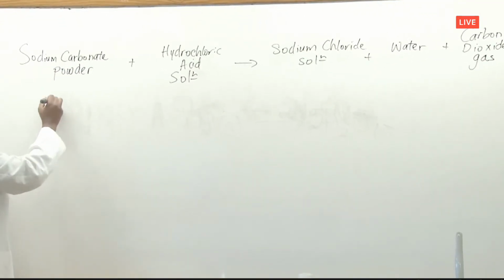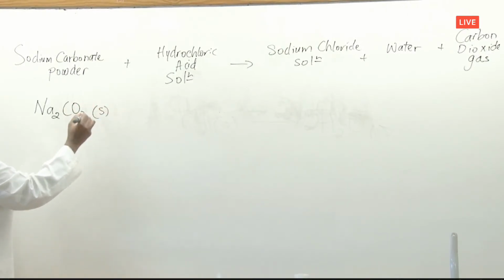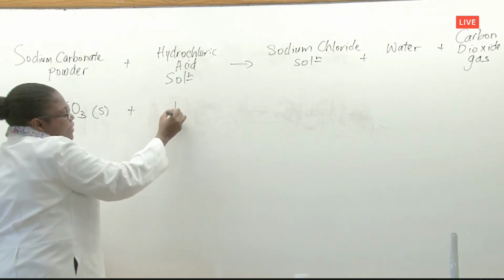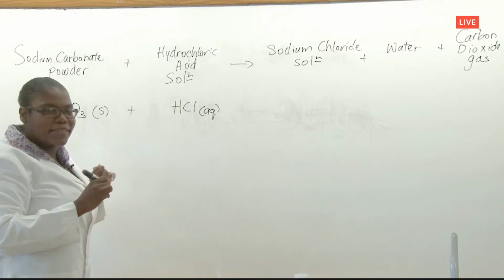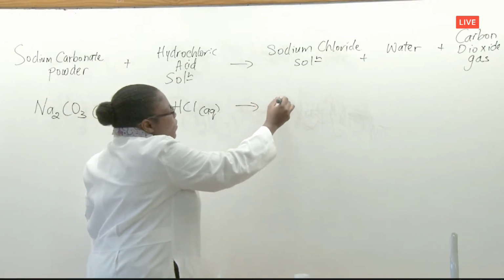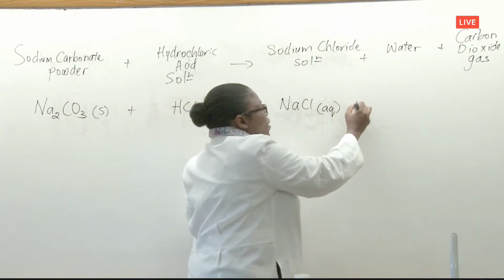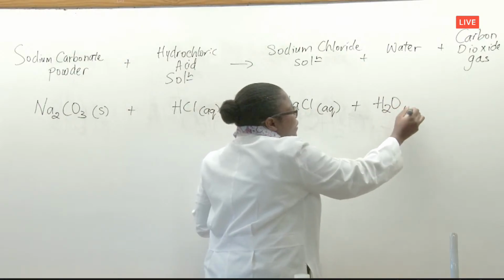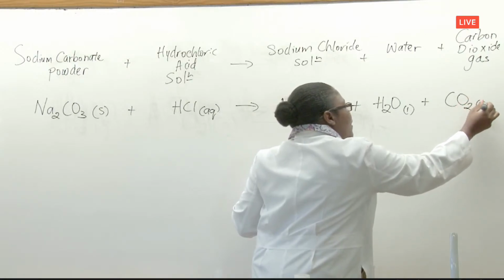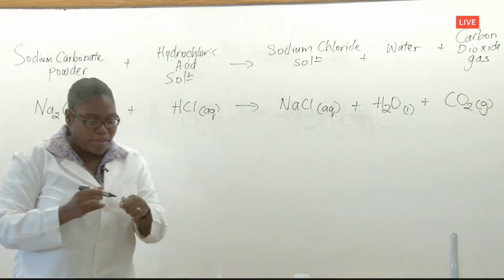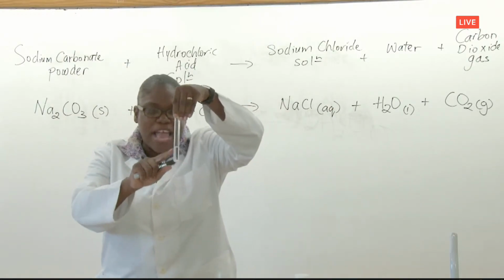So sodium carbonate is Na2CO3, and it's a solid. The hydrochloric acid is HCl. It's solution, so we write aqueous. We put our arrow. We get sodium chloride solution, water is liquid, and carbon dioxide, and that's a gas. All right? So all of that was happening when we did this reaction.